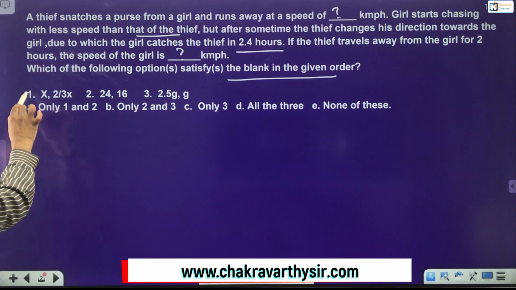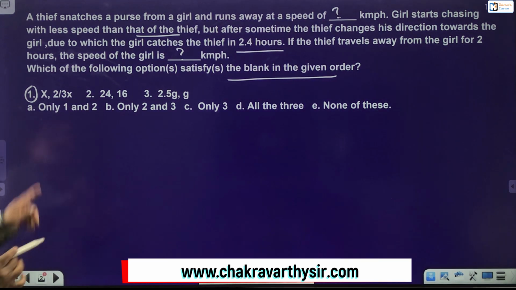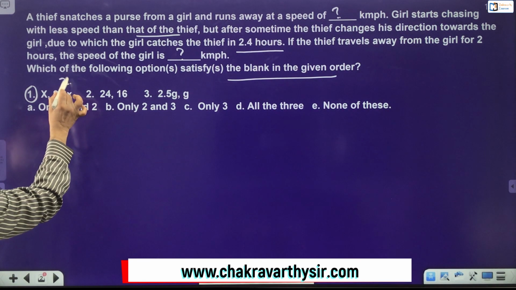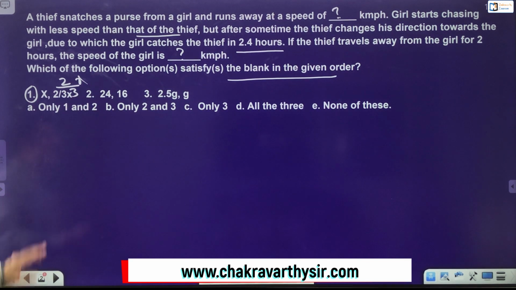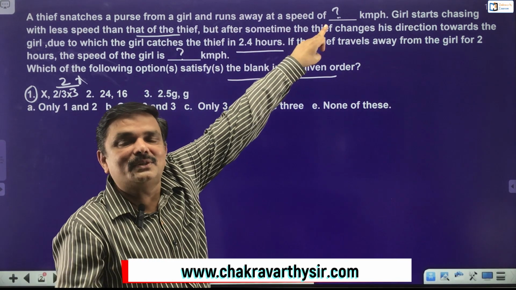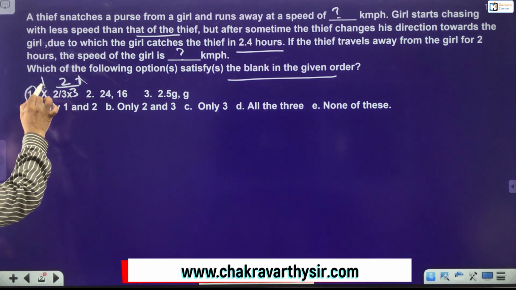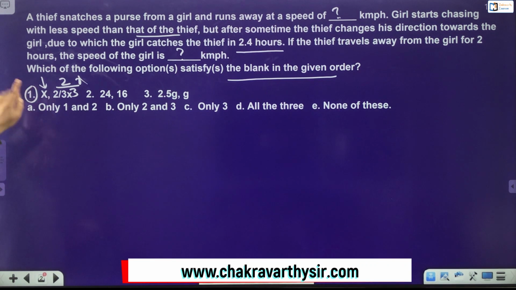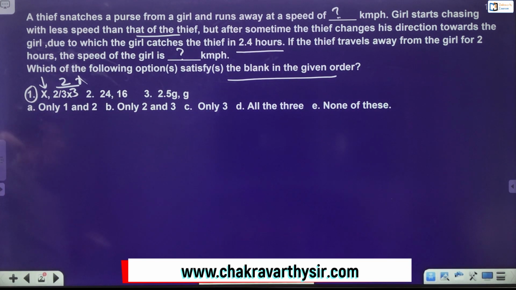What is this one? The first one they have given is x comma 2 by 3x. You read this like 2 by 3x actually. What's the meaning of this? X comma 2 by 3x. The first one is the speed of the thief. According to option number 1, if x is the speed of the thief, 2 by 3x must be the speed of the girl. This is the first one they have given.